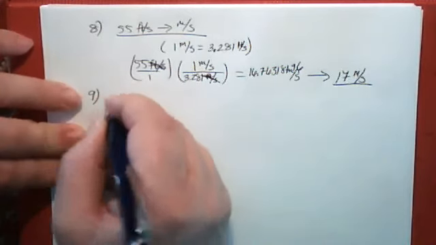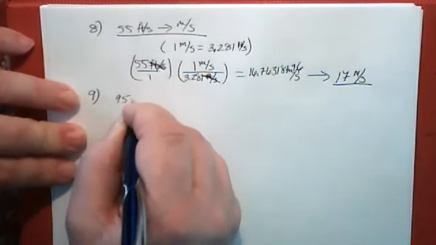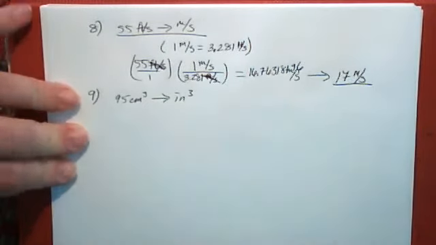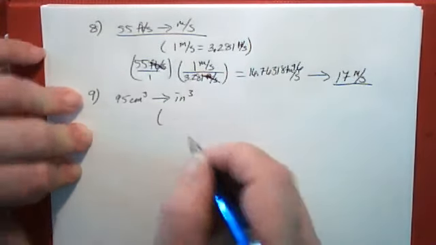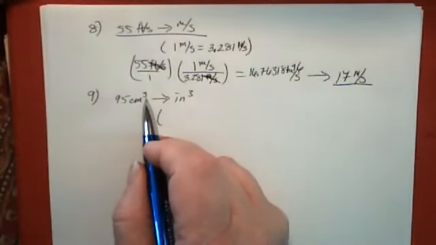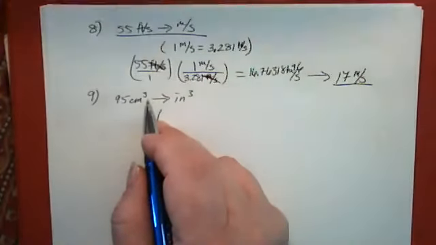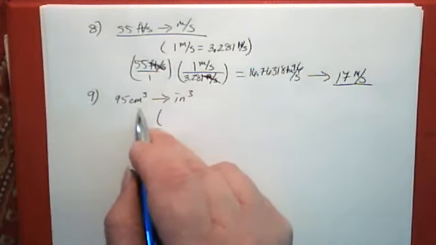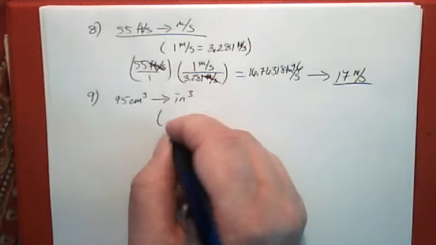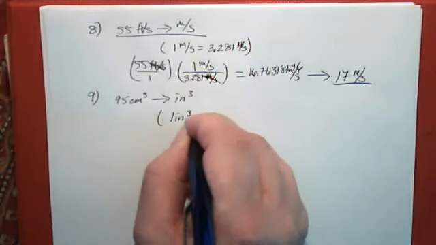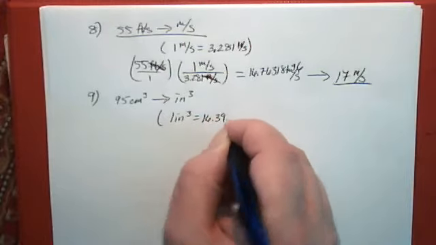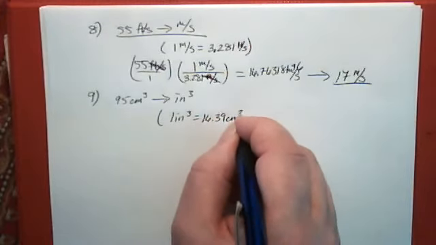Okay, for 9, we've got 95 cubic centimeters to cubic inches. Okay, so we look for the conversion factor. Length units to the 3rd power would be units of volume. So we're looking under volume in the conversion factors, and we're looking for a relationship between cubic centimeters and cubic inches. And second one down, 1 cubic inch is 16.39 cubic centimeters.